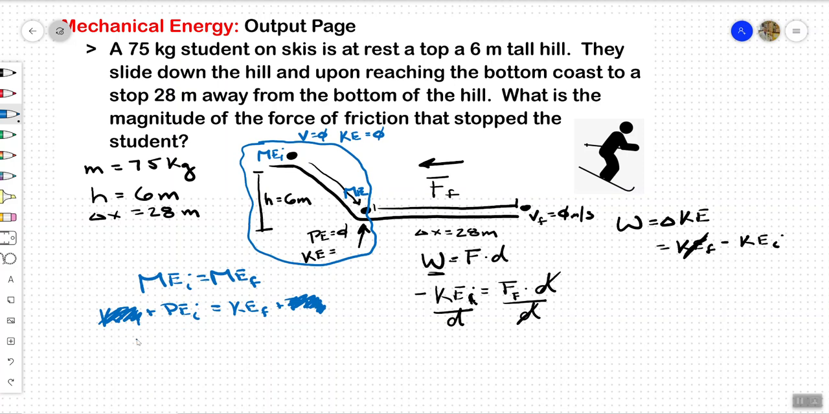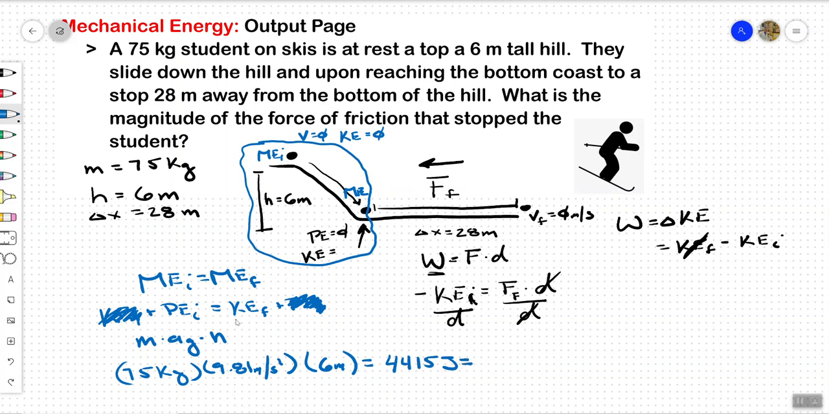Potential energy at the top is mass times acceleration due to gravity times height. So that would be 75 kilograms times 9.81 meters per second squared times height, which is 6 meters. So if you do that, I get them having 4,415 joules of potential energy at the top, which means at the bottom that must also be equal to their kinetic energy at the bottom. So now I know that this student at this spot, I'll do it in red, at this spot right here, they have 4,415 joules of energy. So that's how much energy they have here.